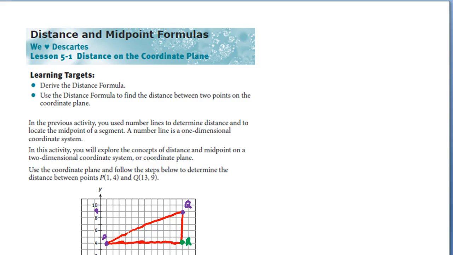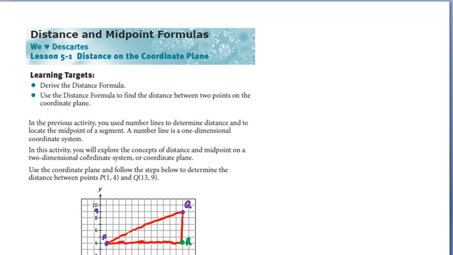This video is for lesson 5-1, finding distance on the coordinate plane. Our learning goals are to derive the distance formula. You've actually used this already in algebra class. And then the other learning goal, use that distance formula to find the distance between 2 points on a coordinate plane.